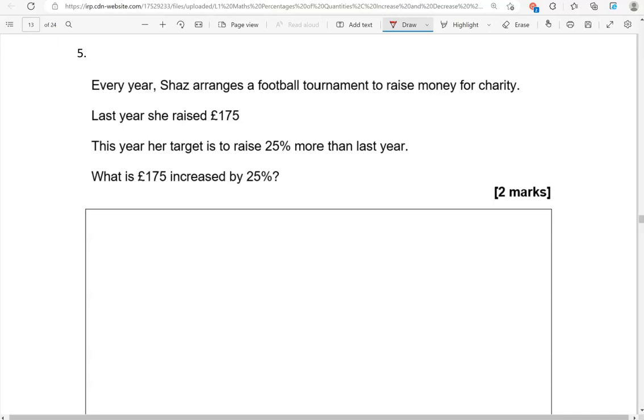Every year, Shaz arranges a football tournament to raise money for charity. Last year, she raised £175. This year, her target is to raise 25% more than last year. What is £175 increased by 25%? So 25%, that is 25 out of 100 of 175.